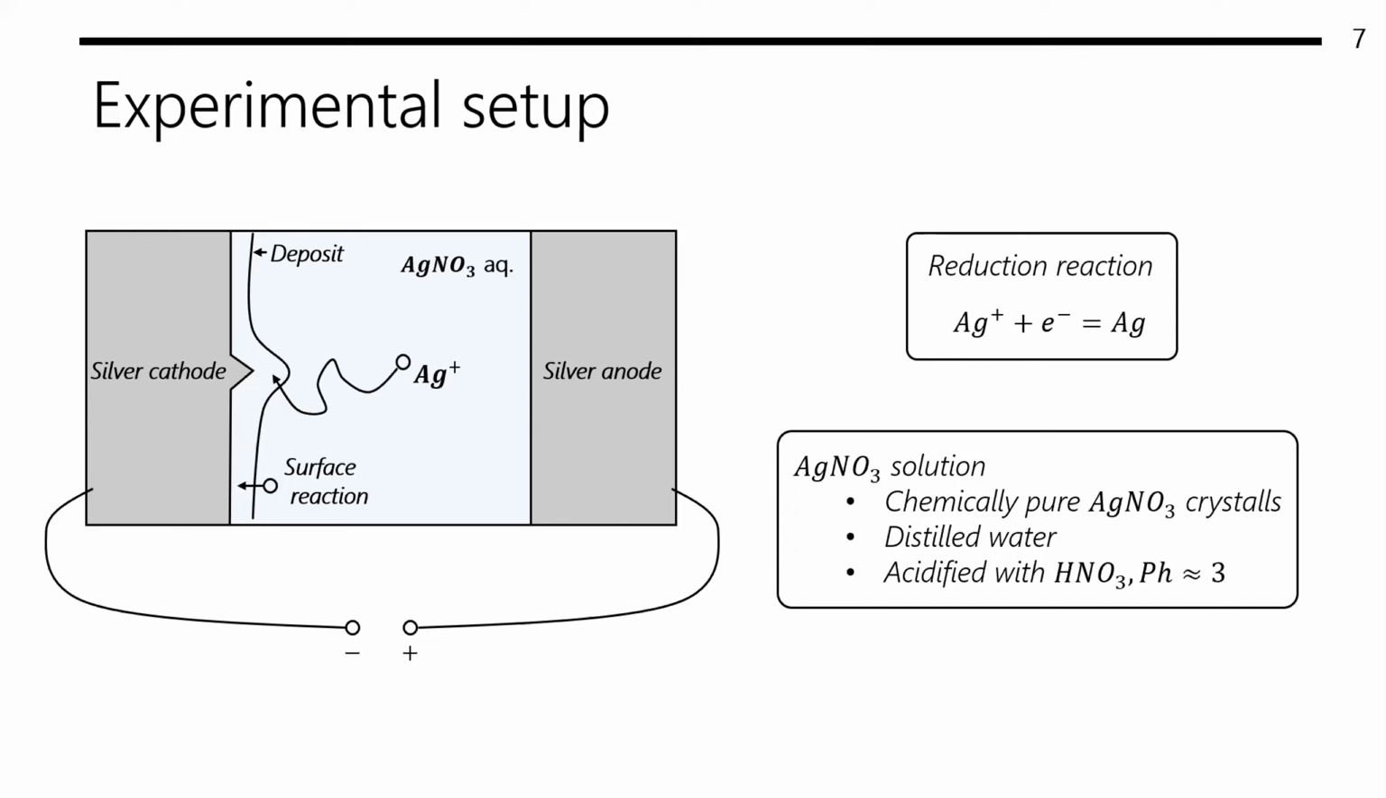To prepare my silver nitrate solution, I used chemically pure silver nitrate crystals, and distilled water to prevent metal salts from tap water from corrupting my electrodes. And the whole solution was acidified with a bit of nitric acid to prevent the anode from oxidation.